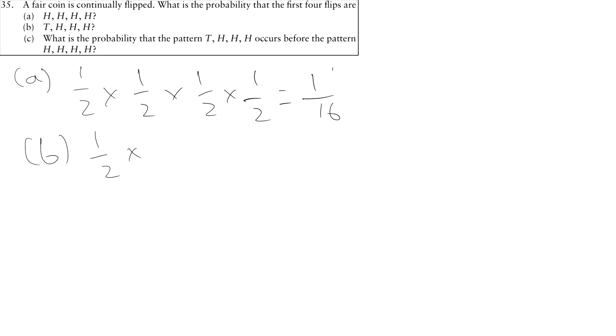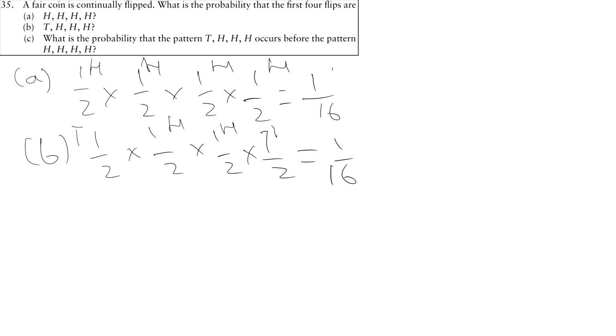The next question: a fair coin is continually flipped. What is the probability that the first four flips are head, head, head, head, and the pattern tail, head, head, head? Okay, let's do it one by one. Probability that first four are head is half into half into half into half, 1 by 16. Now the probability of tail, head, head, head is again half into half into half into half, equal to 1 by 16, because this part is probability for tail, this part is head, head, head.